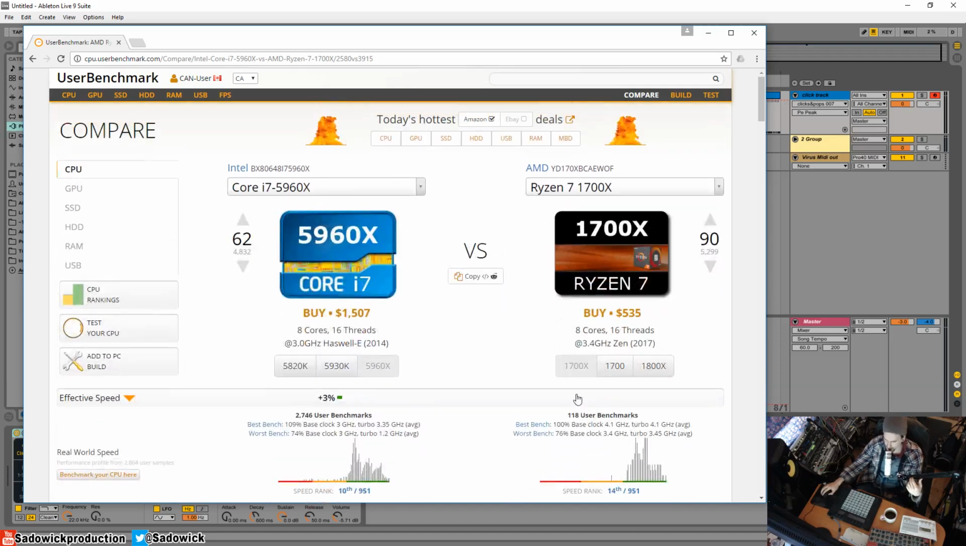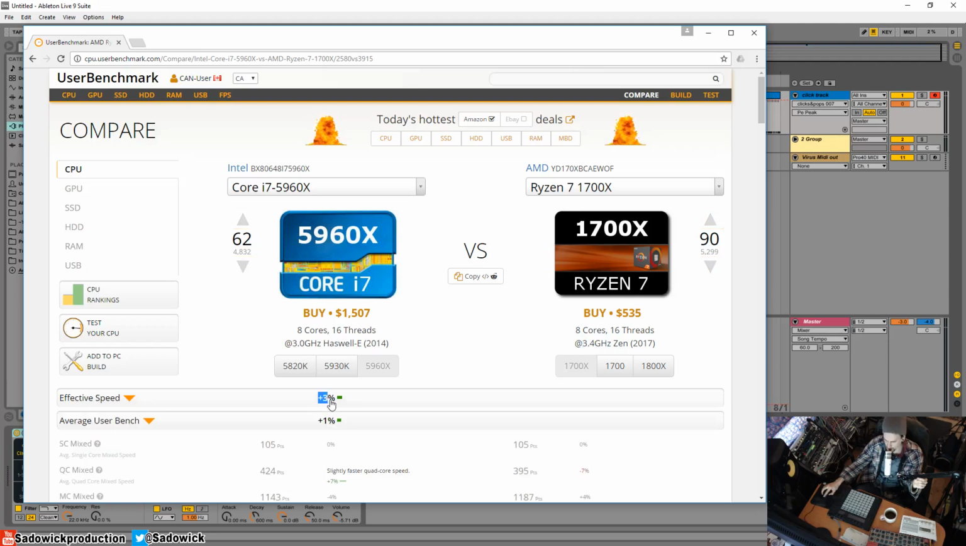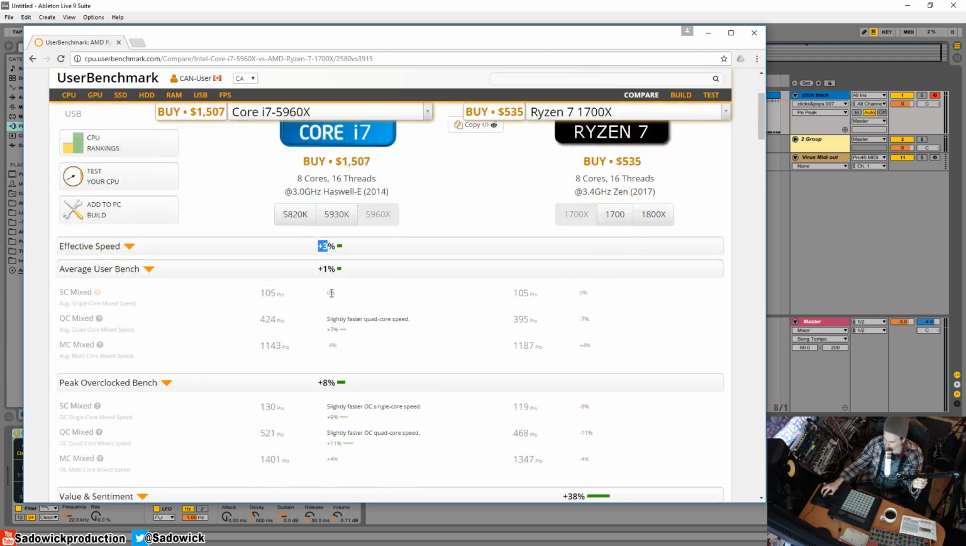The main thing to take away, if you've gotten to the end of this video, is clock speed doesn't matter much. 3.4 versus 3.0, the difference is 3%, which doesn't work out mathematically. Similar single processor performance, it's all good.